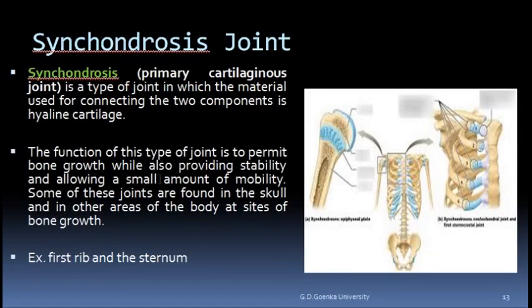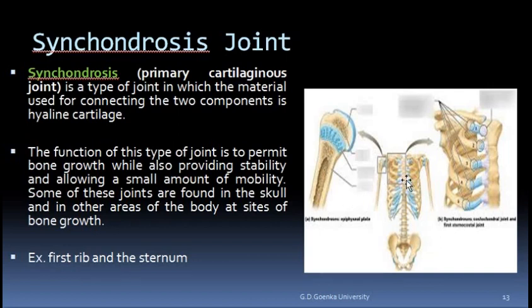Synchondrosis joint is basically a type of joint in which the material used for connecting the two components is hyaline cartilage. The function of this type of joint is to permit bone growth while also providing stability and allowing a small amount of mobility. Some of these joints are found in the skull and in some other areas of the body at the site of bone growth.